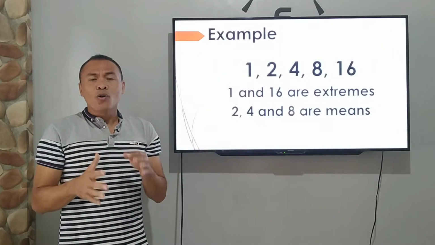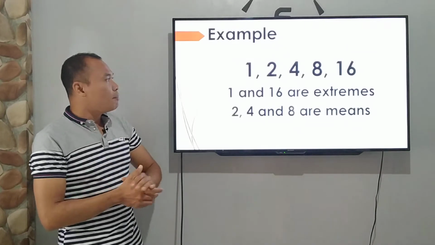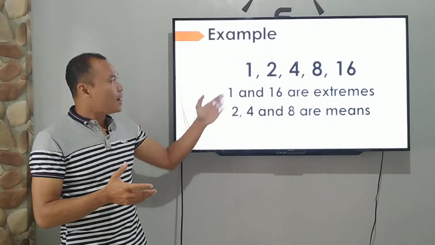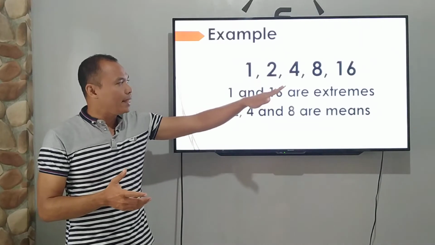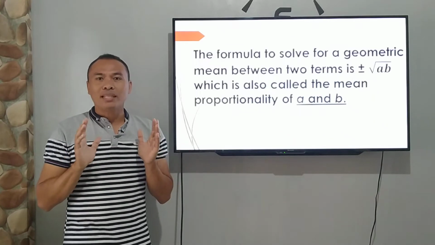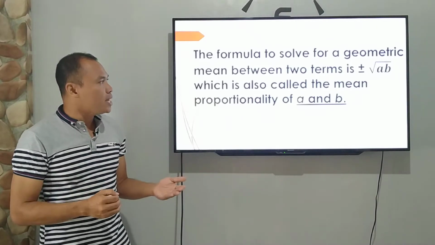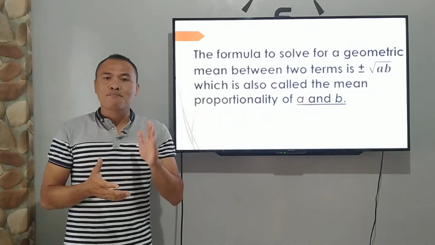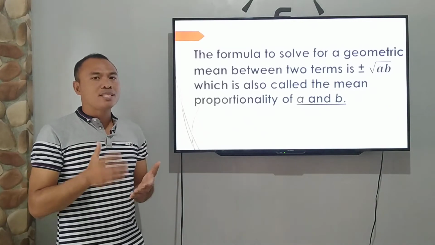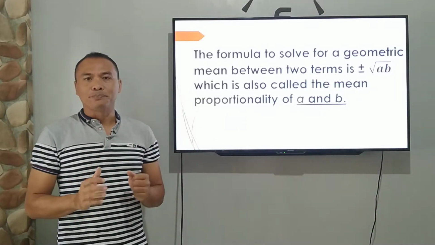And the means, yung sinasabi nating means, para mas maintindihan ng mga estudyante, it's all about between, or lahat ng mga numero sa gitna. So we have, ano yung sa gitna? We have 2, 4, and 8. Yun ang tinatawag nating means. Okay? So madali lang siyang sundan. And the formula to solve for a geometric mean between two terms is positive, negative square root of AB, which is called the mean proportional of A and B.